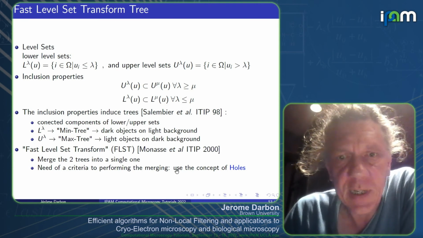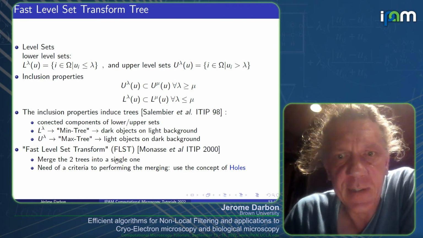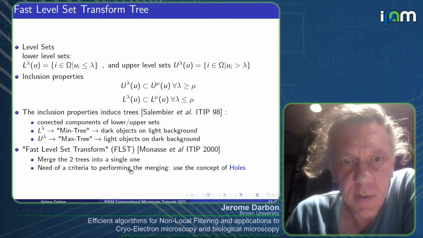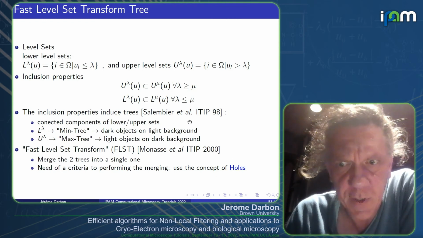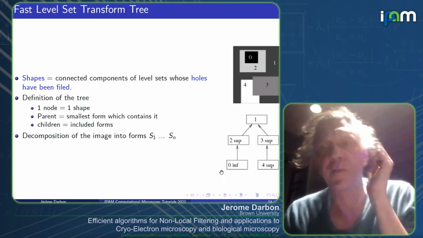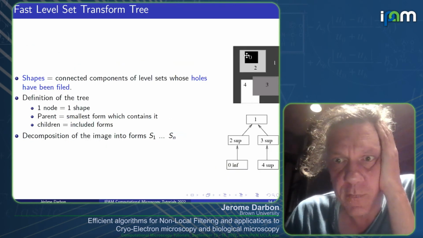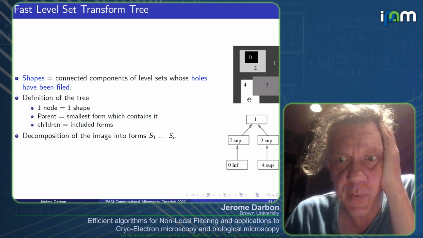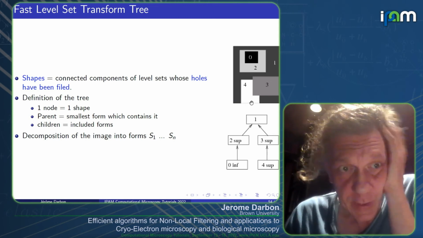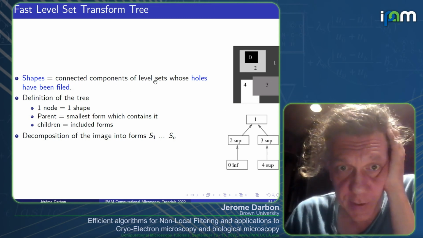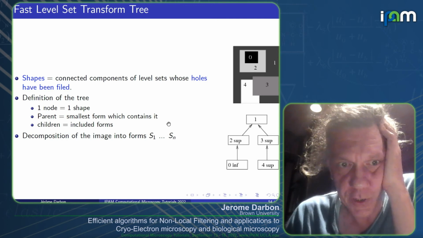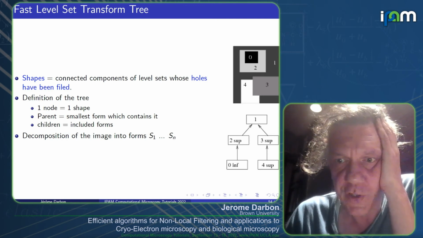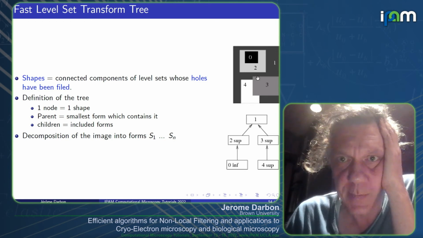You can merge these two trees into a single one using what we call the fast level set transform introduced by Monasse. And the idea to do the merging is to introduce the concept of holes. So you can merge these two trees if we're using holes. Let me give you a brief example of what's happening on a simple example. This is the image that I have. And from this image, I can consider shapes that are the connected components of level sets where I fill the holes. I still have an inclusion property, and then it means I can associate a tree to this image.